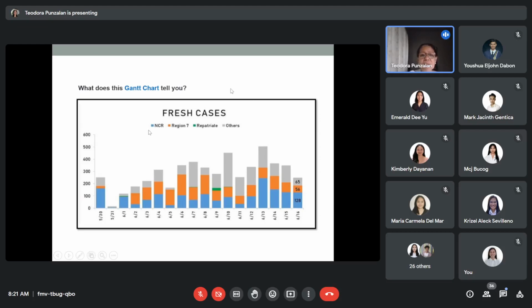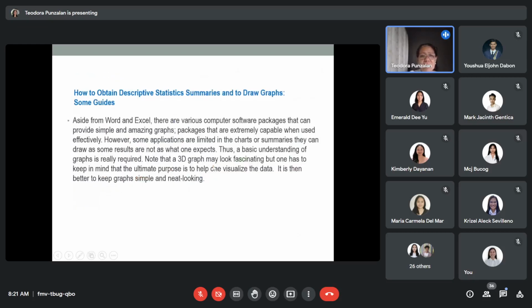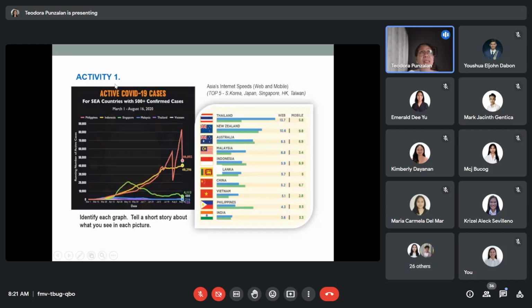Okay. Next, I have here activities. Now, the first activity is about this graph, about this picture here. So I have here a line chart, a line graph. Identify each graph, tell a short story about what you see in each picture. If you take a closer look, look at the x-axis that speaks about time or date. Look at the y-axis, it speaks about the running number of active cases. So these are the active number of cases.